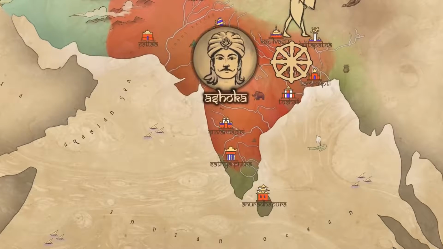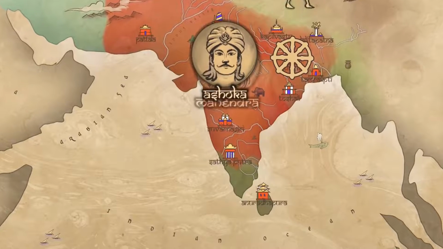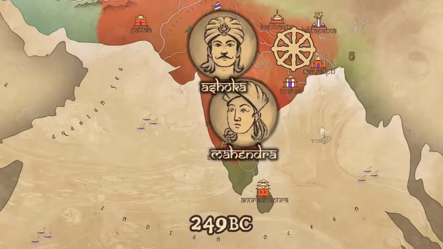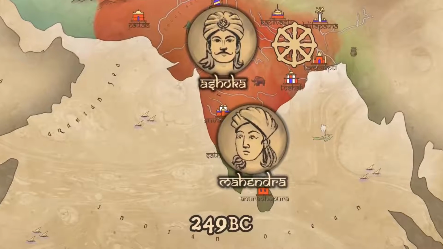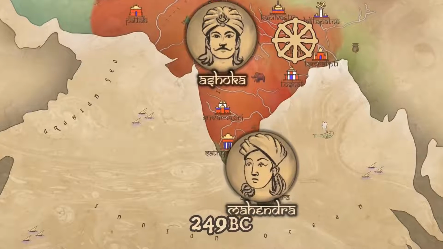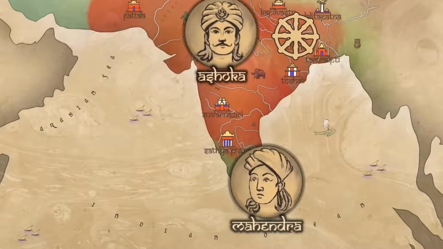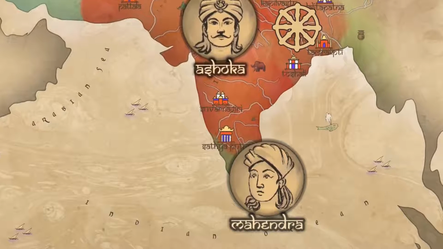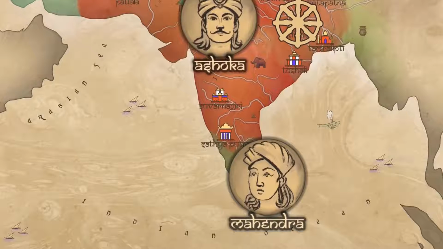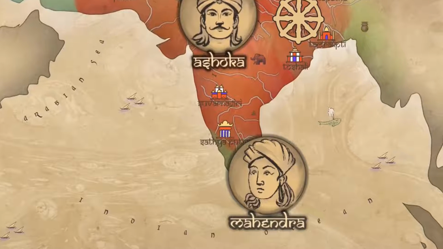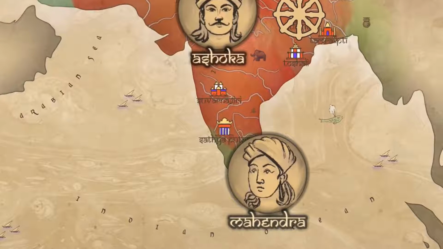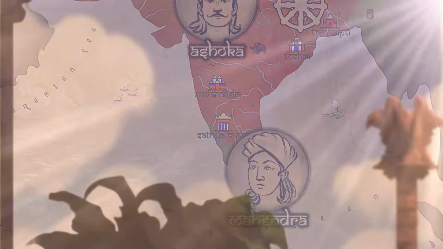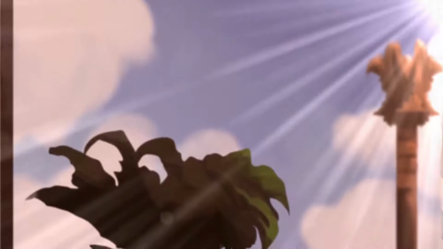The most famous missionary of the period, however, was Prince Mahendra, Ashoka's firstborn son. In 249 BC, Mahendra journeyed to Sri Lanka, then called Tamrapani, at the invitation of King Devanampiya Tissa, an admirer of Ashoka and a man who wished to learn more of Buddhist principles. The subsequent mission to this realm was so successful that it gradually became a Buddhist country and remains so even today. Such was the legacy of Ashoka the Great.